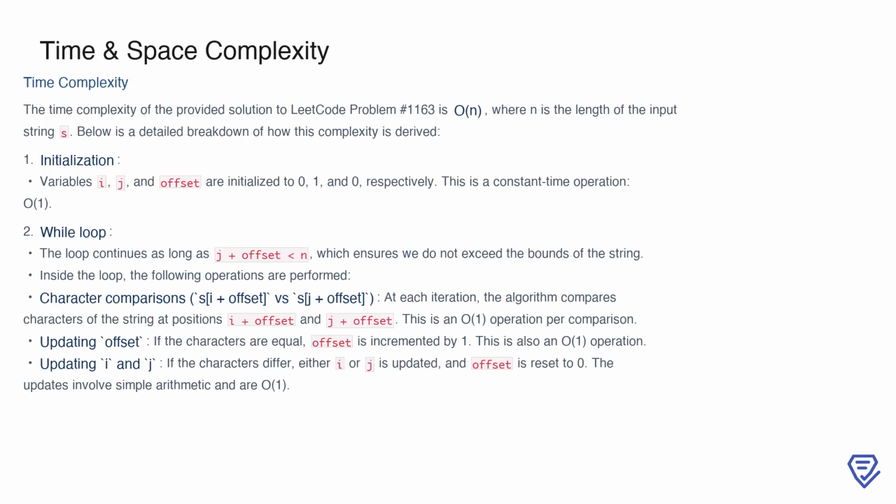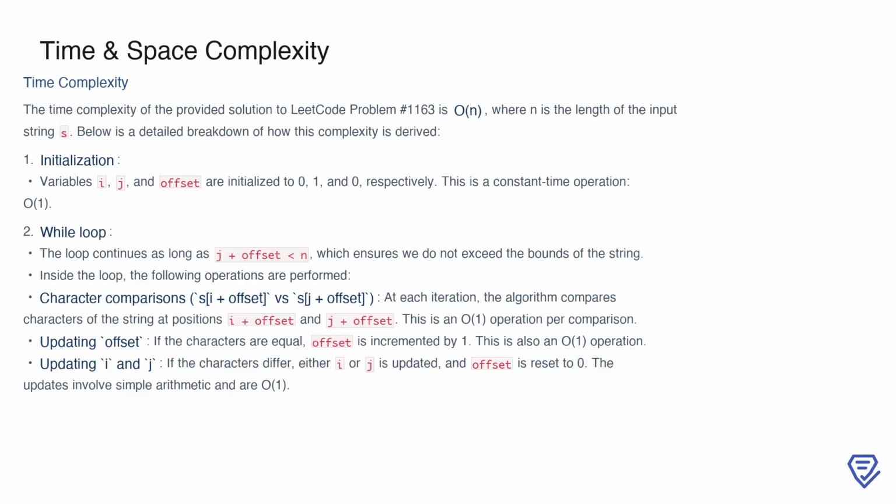The time complexity of the solution to LeetCode problem number 1163 is O(n), where n is the length of the input string. Let's break this down. First, the initialization of variables I, j, and offset is a constant time operation, which is O(1). Next, we have the while loop, which ensures that j plus offset remains within bounds. Inside this loop, character comparisons between s[I plus offset] and s[j plus offset] are performed, and these are O(1) operations.